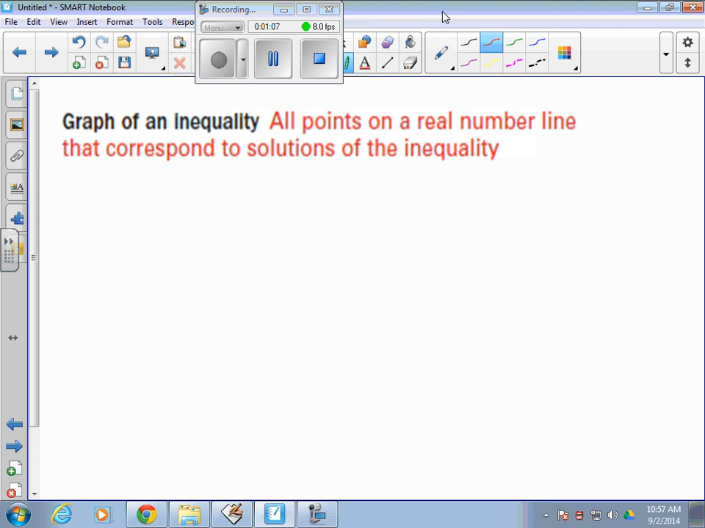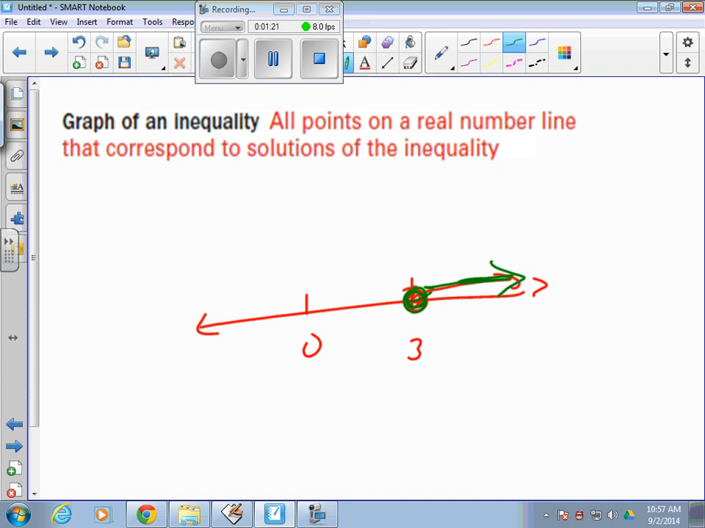The graph of an inequality is all points on a number line. So the same example, at 3, if it was greater than or equal to, this is the graph itself, the picture. The part that I have written in green up there, the whole thing, is the picture that represents it. That is the graph.